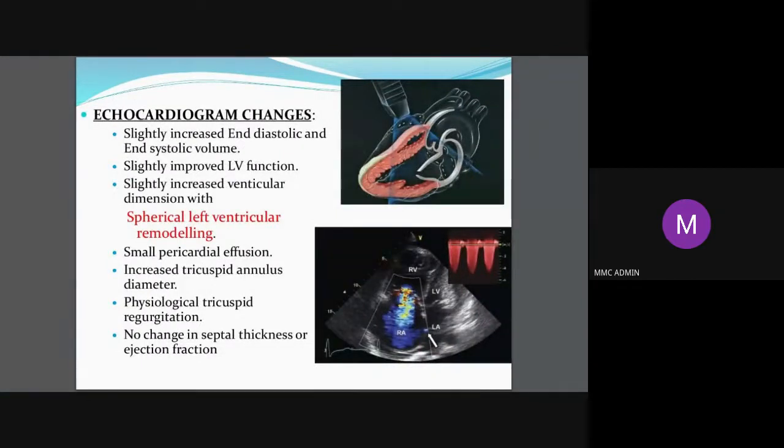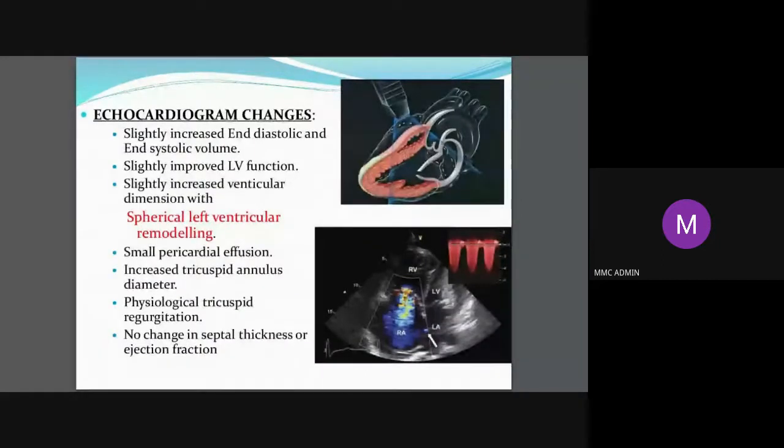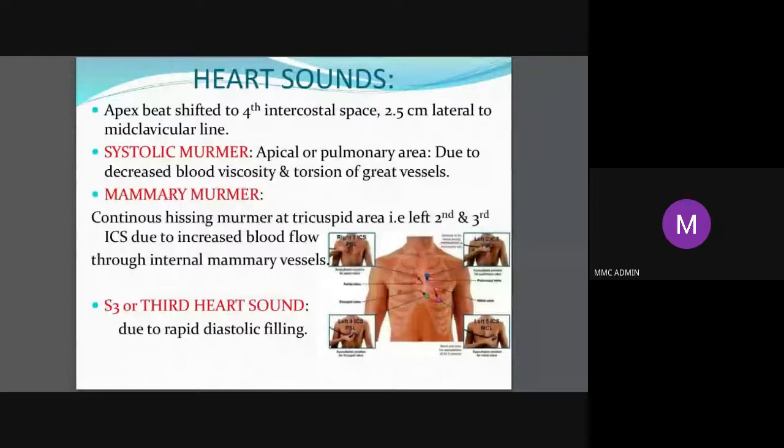Then next. So go back. So here let us see what is physiological. I think the most important point here is the physiological tricuspid regurgitation. Okay, so tricuspid regurgitation may not be pathological. If it is mild during pregnancy, you have to interpret it with caution. You should not think that it is pathological. So you get a cardiology opinion whether this is okay for pregnancy or not. Next. Right. So the apex beat automatically goes more to the left.